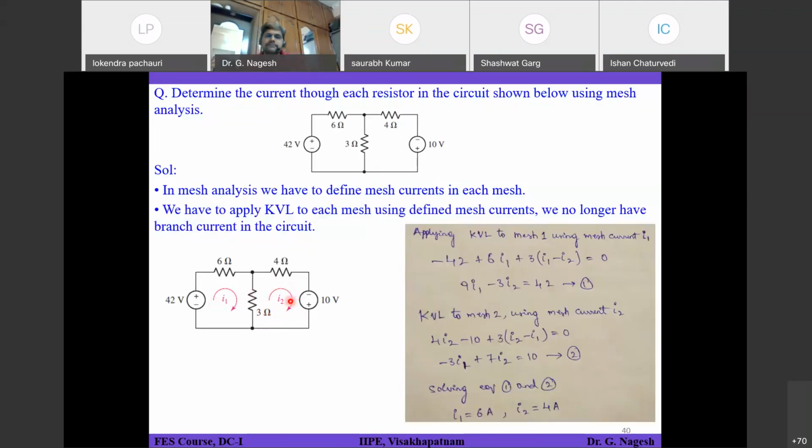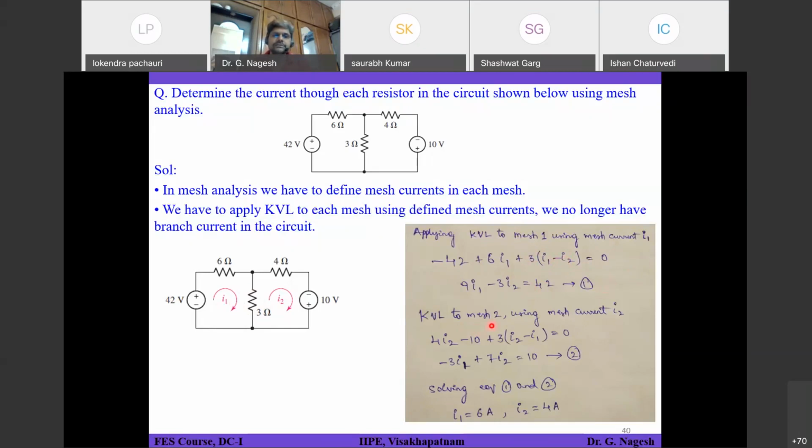So if you see here, applying mesh analysis for mesh 1: minus 42 plus 6 into I1 plus 3 into I1 minus I2. I1 and I2 are opposite to each other, and you are applying mesh analysis for mesh 1. So I1 is considered as superior, so I1 is positive. I2 is opposite to I1, so a minus sign will come, so minus I2. So that is your expression. If you solve that, you will get this equation.